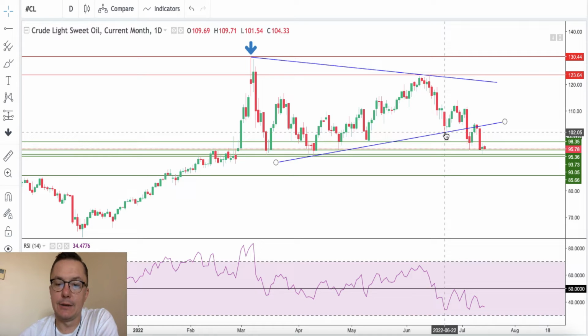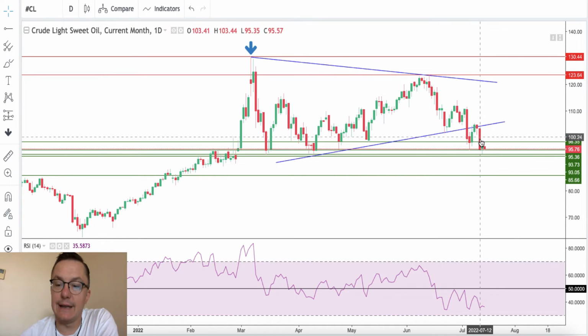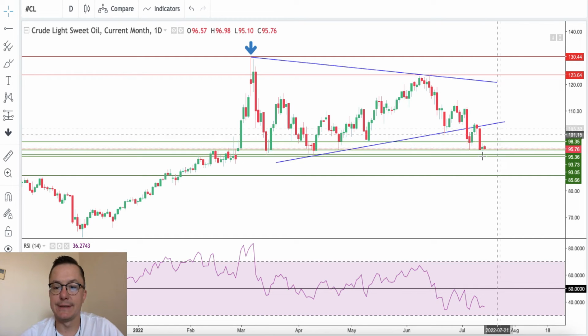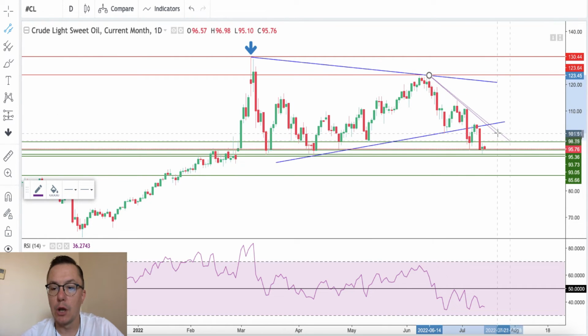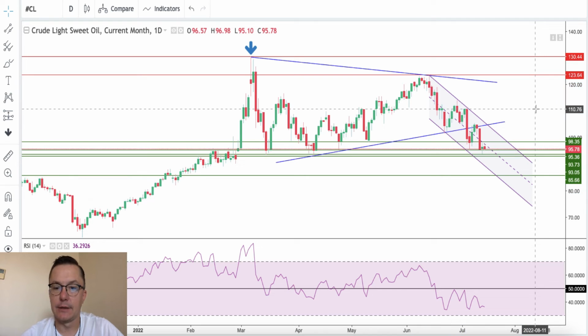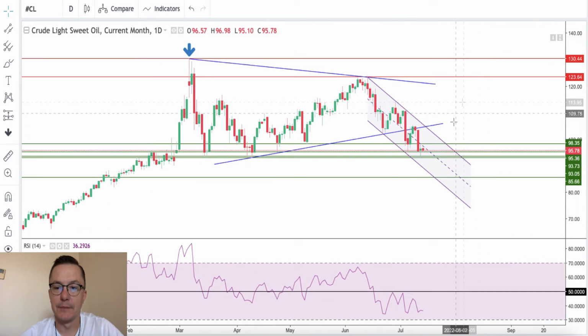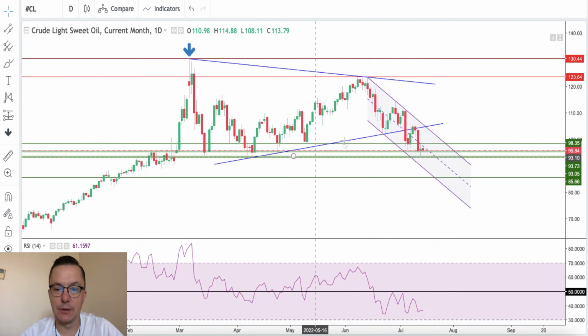Test the lower potential triangle level, bounce 50%, breakout, test and breakout. This is a clear market right now. This is the market that tries to tell us that we might be going even lower on crude oil. So let me make this channel, because it looks like the market participants respect this channel, and let's see what is going on.